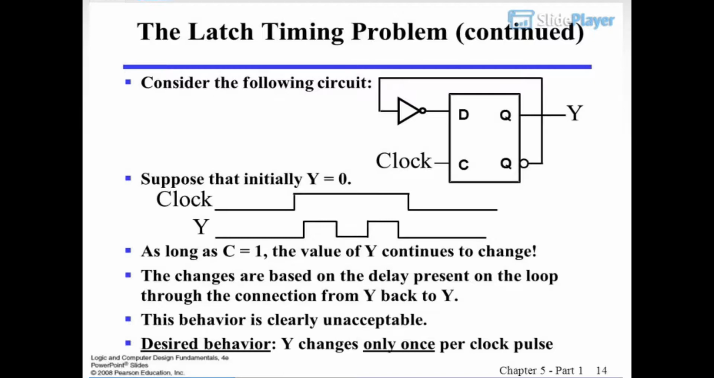The latch timing problem, continued. Consider the following circuit. Suppose that initially Y equals 0. As long as C equals 1, the value of Y continues to change. The changes are based on the delay present on the loop through the connection from Y back to Y. This behavior is clearly unacceptable. The desired behavior is that Y changes only once per clock pulse.